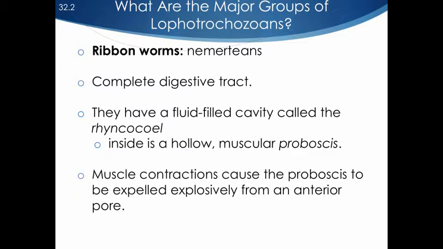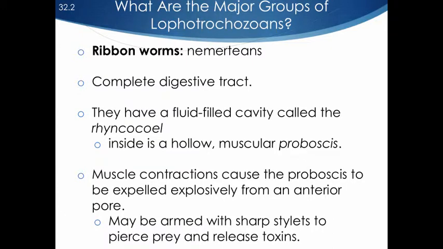So muscle contractions cause the proboscis to be expelled explosively from an anterior pore. And they may be armed with sharp stylets to pierce prey and release toxins. So this is one of their defensive mechanisms, and we'll look at that in a diagram.